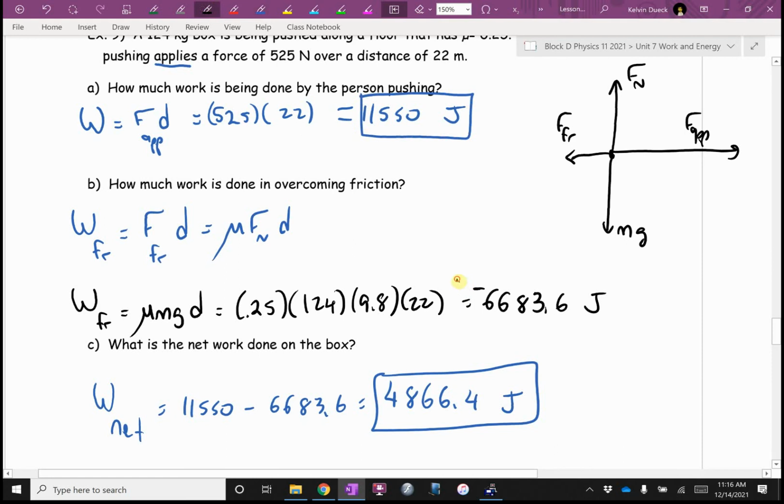So work is a scalar. Mr. Duick, if it's a scalar, how come you called that negative? This wasn't a direction, this is an energy loss. The amount, the magnitude went down. So you can have a negative scalar. Just means the answer got smaller.